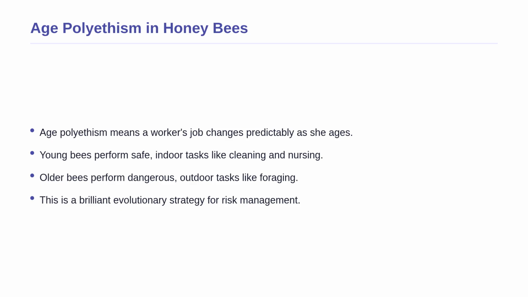This is not just about efficiency. It is a brilliant evolutionary strategy for risk management. Foraging outside is incredibly dangerous due to predators and weather. By assigning the oldest bees to this dangerous task, the colony ensures that if a forager dies, she has already contributed weeks of safe indoor labor.